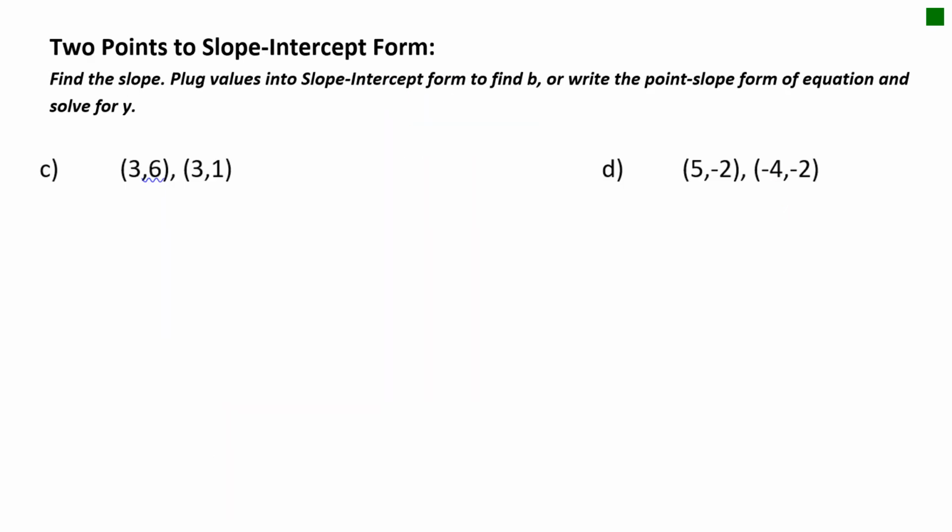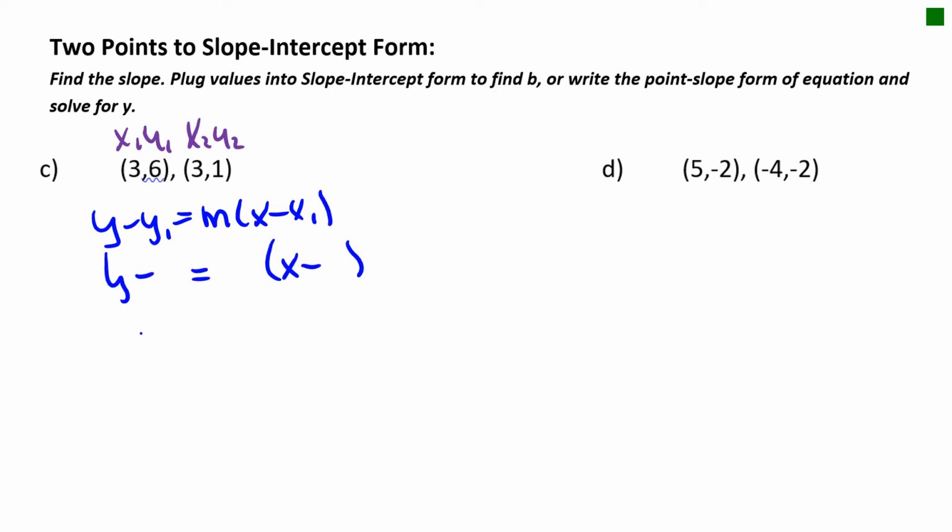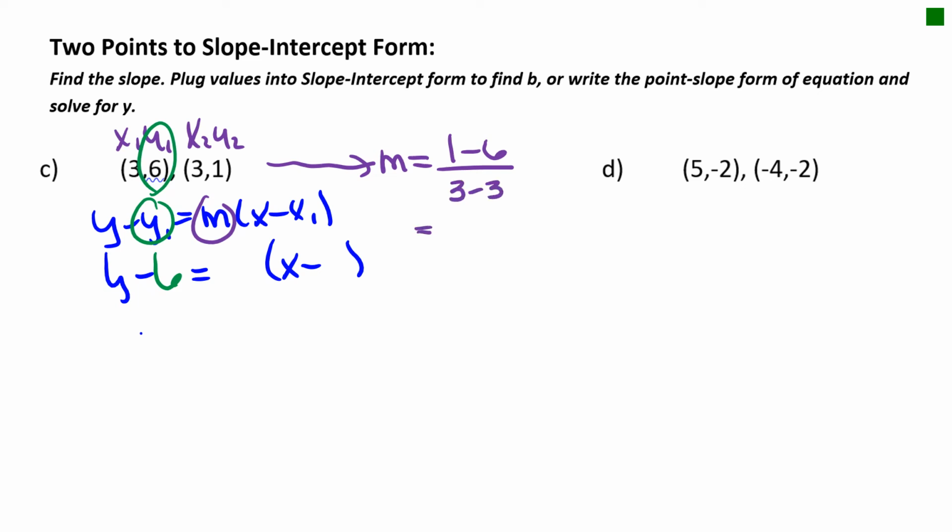Okay, so let's do it again. We've got x1, y1, x2, y2. Guess what we're going to write? y minus y1 equals m times x minus x1. y minus, equals, x minus. y1, 6. Slope, I don't have it. So I go over here. y2 minus y1 over x2 minus x1. Negative 5 over 0.